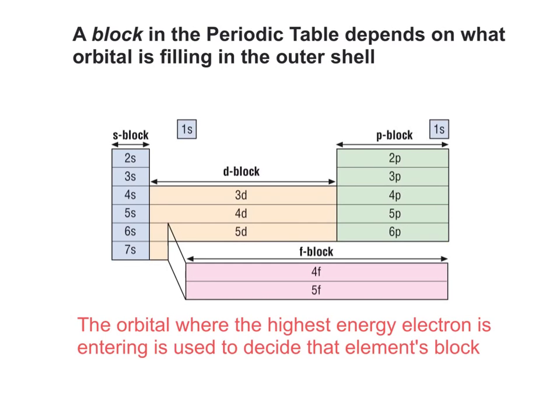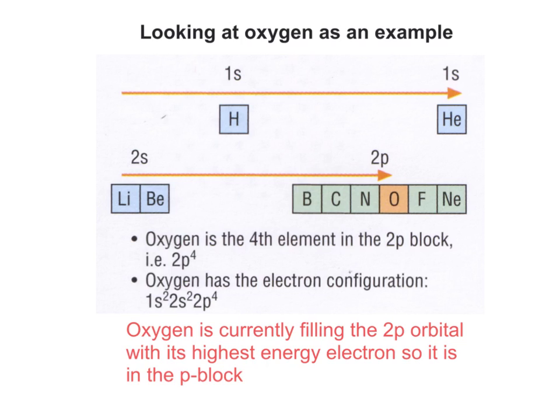If you look at all the rows and all the sections, that particular orbital will be a 4d orbital, for example. Here, all the elements in that row will have a 4d orbital being filled as the highest energy electron. All these ones will have a 5p orbital being filled by the highest energy electron, and so on and so forth. So if we look at the oxygen atom, it's currently filling the 2p orbital with its highest energy electron. So it's in the p block.